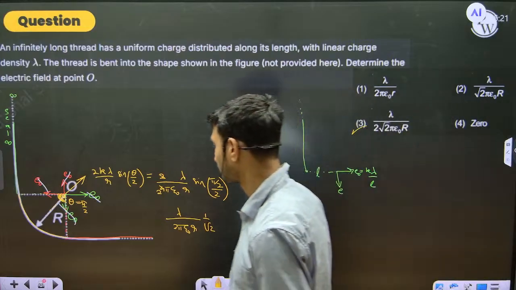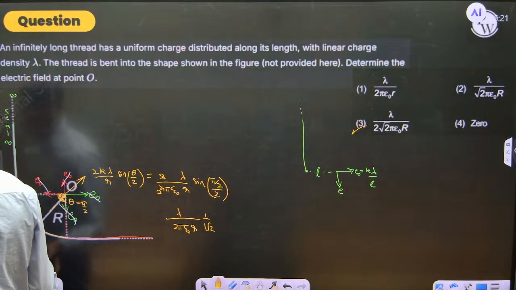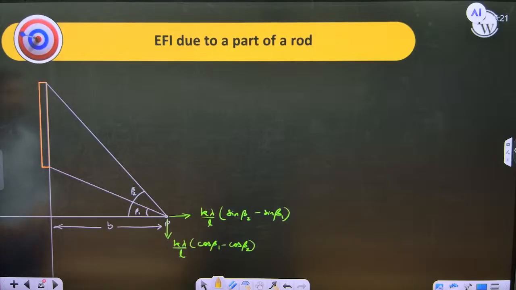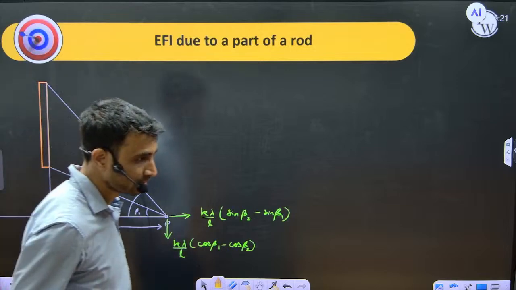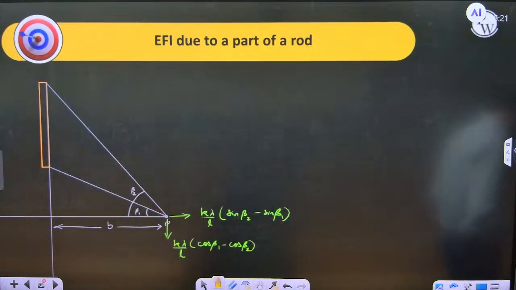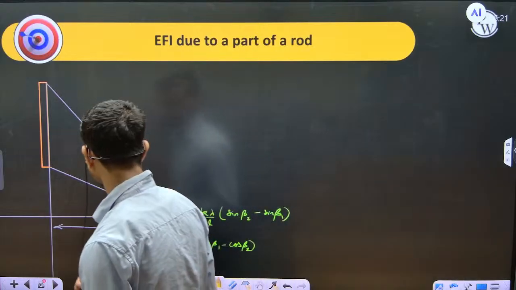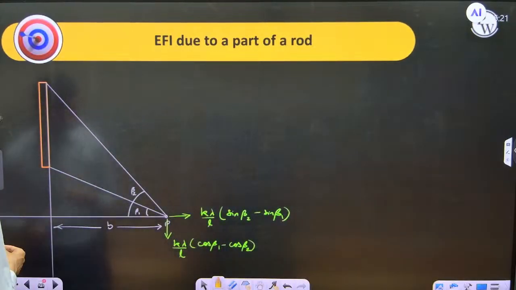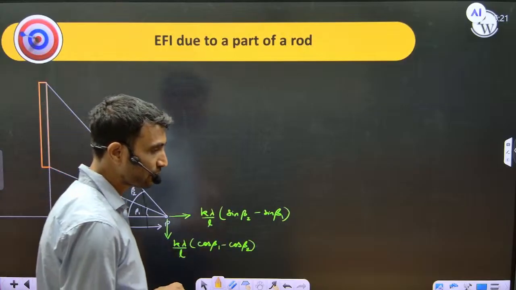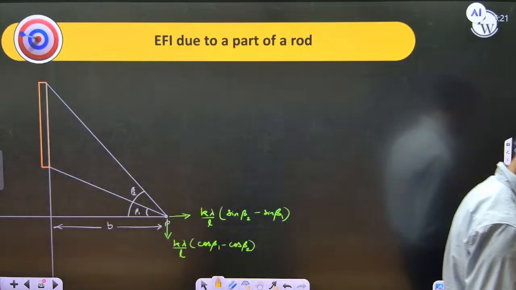Let's go ahead. Now let us do this: the electric field due to a part of a rod. So what will be the electric field due to a part of a rod? Let's find out.